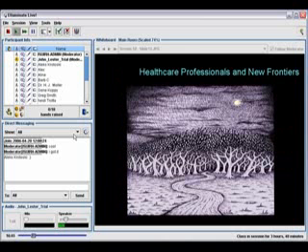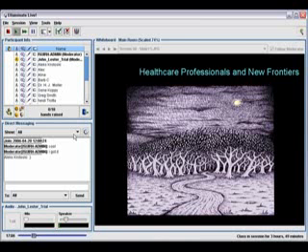So moving into the area of healthcare professionals and new frontiers. I like this image. Usually, if you're a healthcare professional, when you think of new frontiers, you usually think of something like this, something scary, something ominous. Oh, I don't know if I want to go down that road. It's maybe fraught with danger.